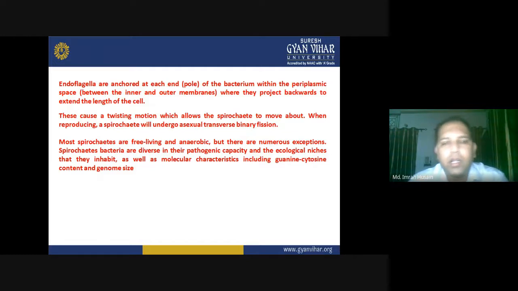Endoflagella are anchored at the end pole of the bacteria within the periplasmic space between the inner and outer membrane, where they project backwards to extend the length of the cell. So it runs along the length of the cell, and it is always placed in the periplasmic space. So the flagella can be easily identified as they run along the length of the cell.